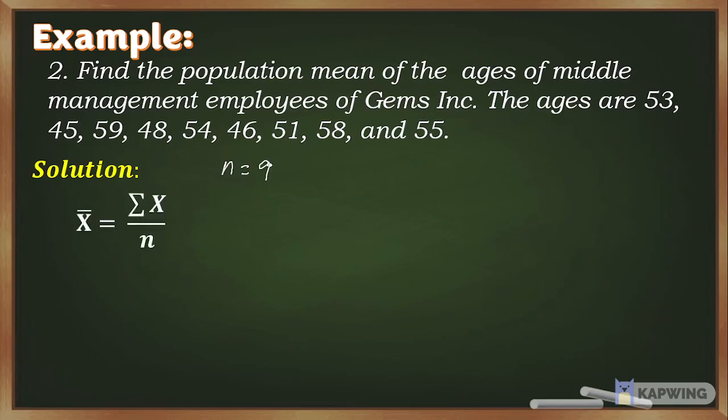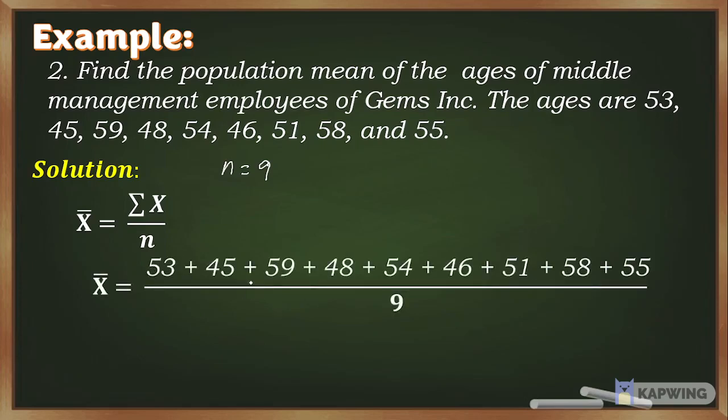We can now use the formula X bar is equal to summation of X over N. And isa-substitute lang natin yung mga value ng ating X which is 53 plus 45 plus 59 plus 48, plus 54, plus 46, plus 51, plus 58, and plus 55, all over sa N natin, which is 9.